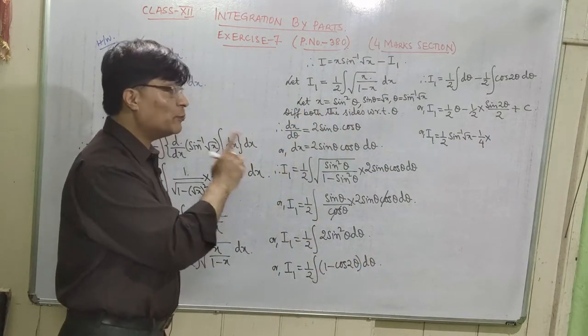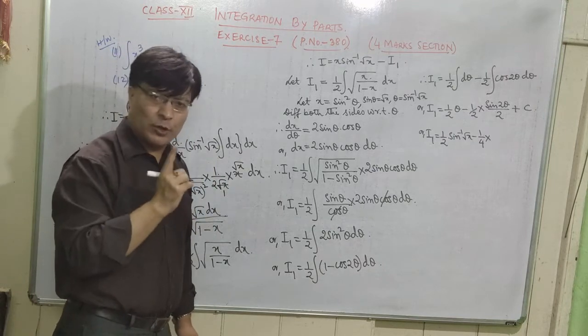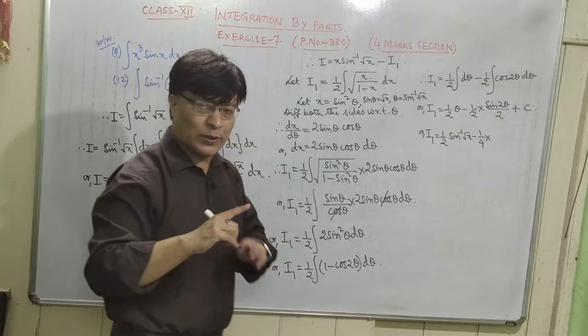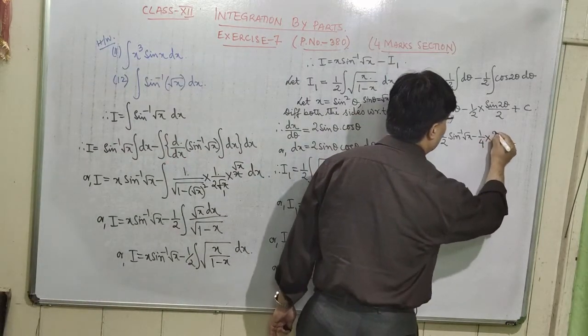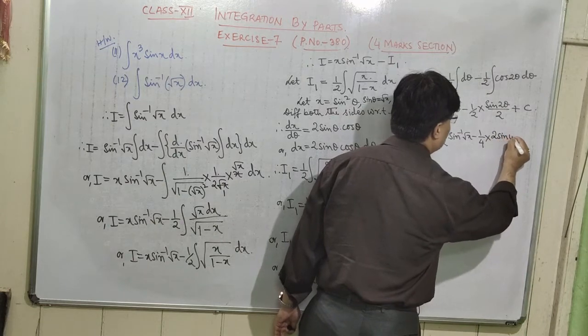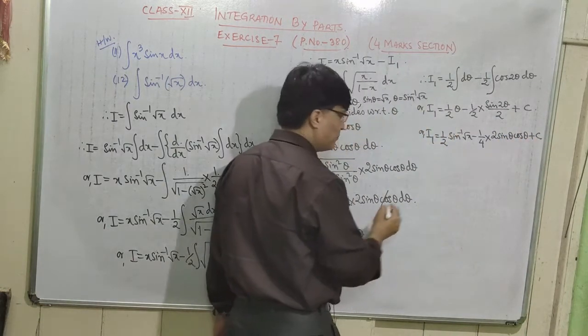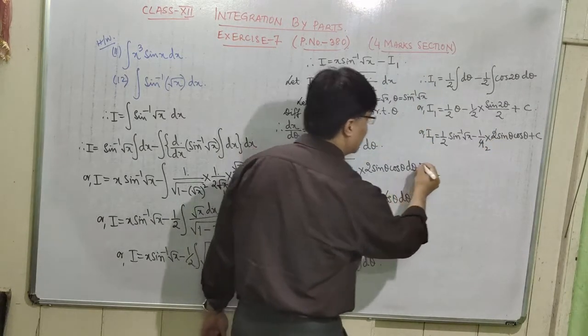Now you can't put the value for theta in this case because it is sine 2 theta. If you put the value for theta here, this is not the simplified form. So let us use the formula of sine 2 theta. What is the formula of sine 2 theta? It is 2 sine theta cos theta, then plus c. Here you can cancel 2 and 4, half, right?